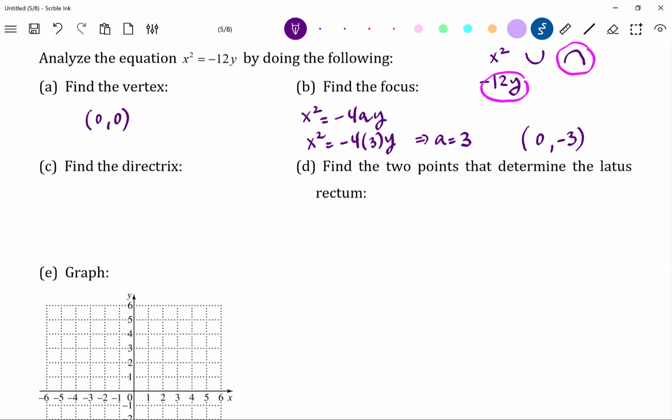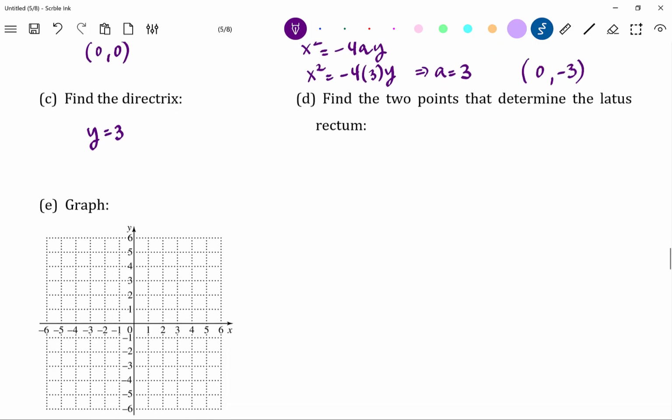Well, the directrix is going to be the exactly same distance, opposite direction, so the directrix is going to be at y value. So the y value is going to be equal to positive 3. So I'm looking at a parabola having a directrix at positive 3 and focus at negative 3 and the vertex at 0.